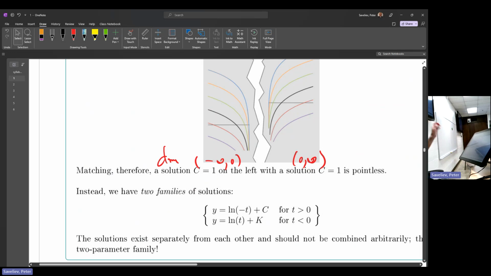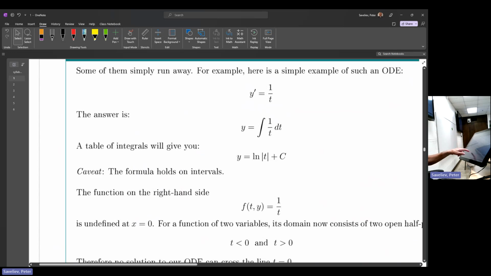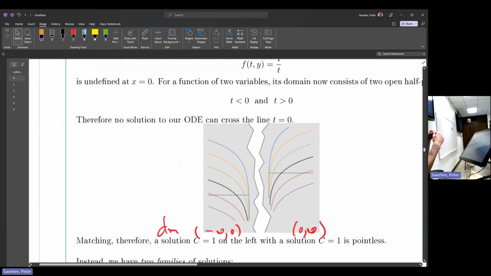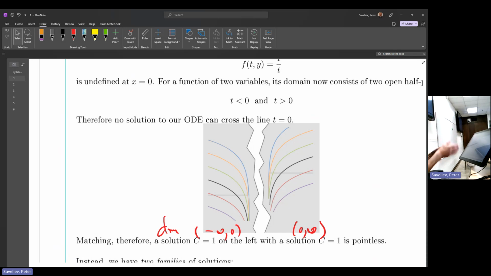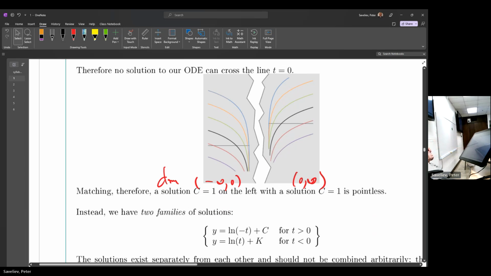So we have a look at this. The only interesting observation too is that for this particular differential equation, very simple one, what's on the left and on the right are not linked with each other in any way. It's like two universes with a gap between them. So a solution on the left, say the blue one, does not have anything to do with the blue one on the right. So it's not one constant, it's two.